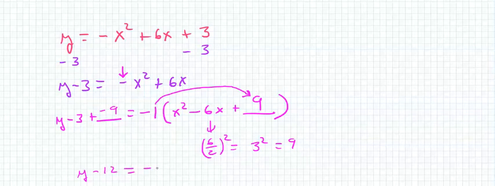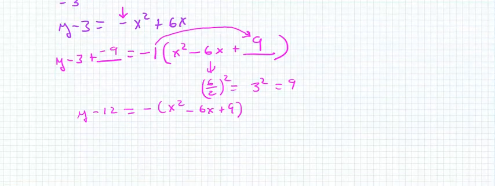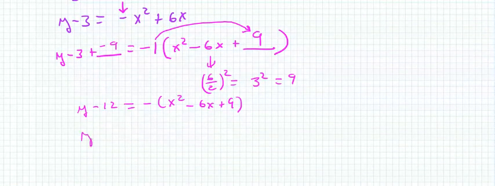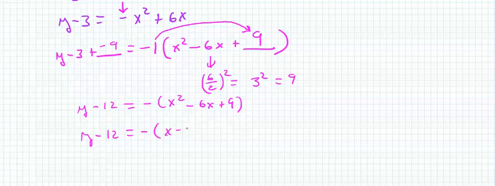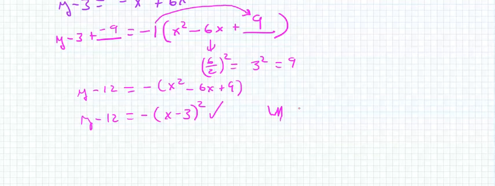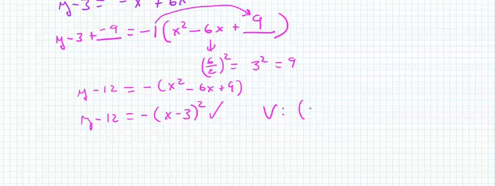equals negative x squared minus 6x plus 9. Or y minus 12 equals negative x minus 3 quantity squared. And we're done. Our vertex, yikes, what was that? Our vertex is the ordered pair 3, 12.